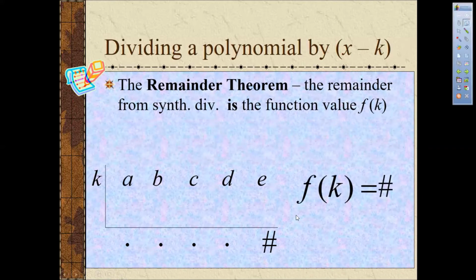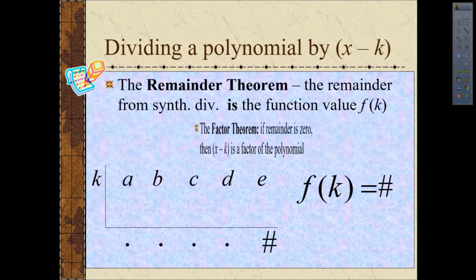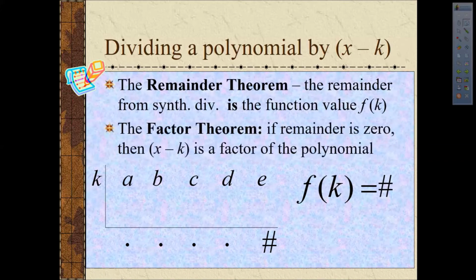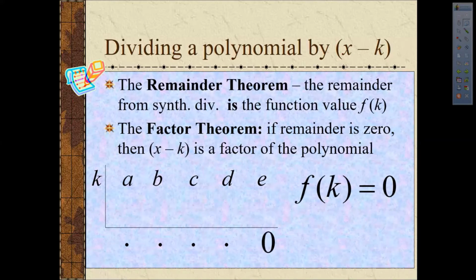Now, a side result of the remainder theorem is this. It's called the factor theorem. If you do synthetic division and the remainder comes out 0, there are actually two things that we know. First of all, we know that plugging k into the polynomial function would give you a value of 0. But you also know that the quantity x minus k is one of the factors of that big polynomial you were dividing. So x minus k is a factor of f of x. Let's take a look at a couple of examples to illustrate these points.